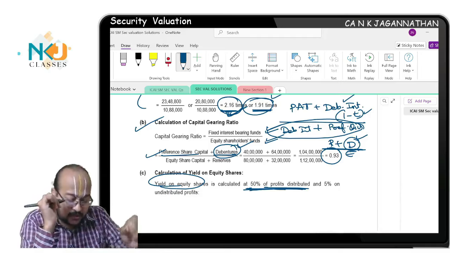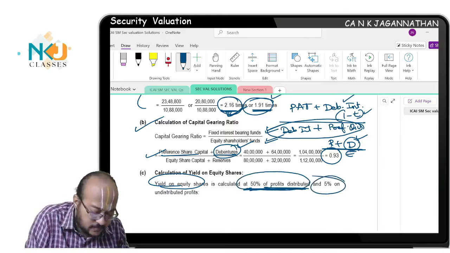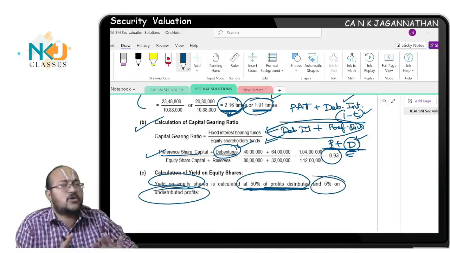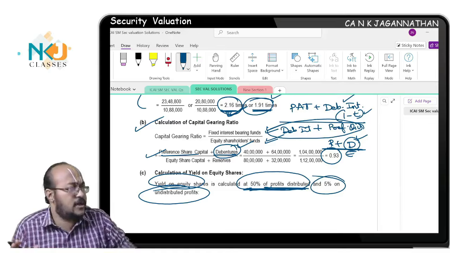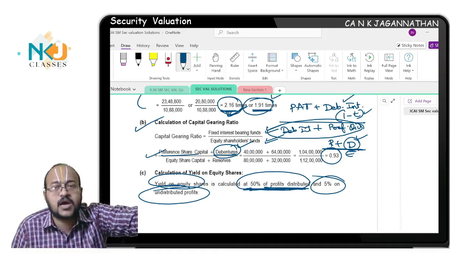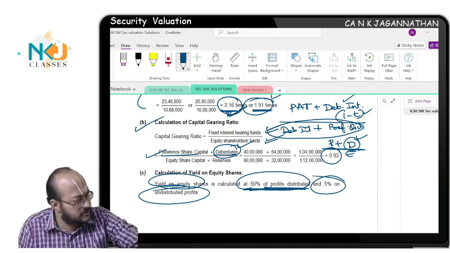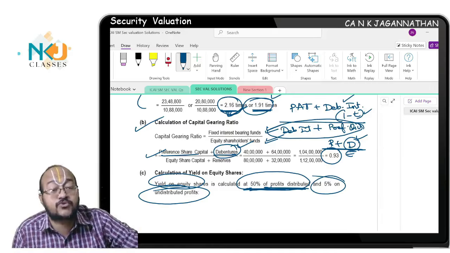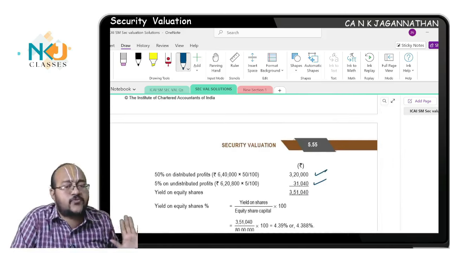Here, the total earnings available for shareholders we will not consider. What we will say is, in the earnings, I will consider 50% of the distributed profit and 5% of the undistributed profit for valuation. These are all valuation based methods. I can use any type of value. Here I am using this method to value. There is no hard rule that you should value only this much. On an ad hoc basis, this company is being valued by taking 50% of the distributed profits and 5% of the undistributed profit. Since they have mentioned it, we are taking that for the valuation numerator.